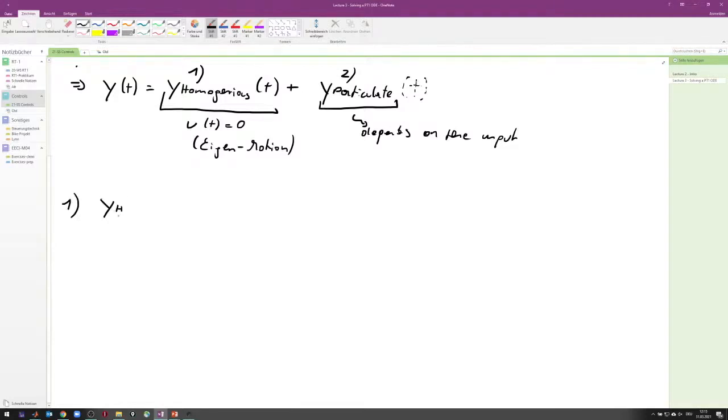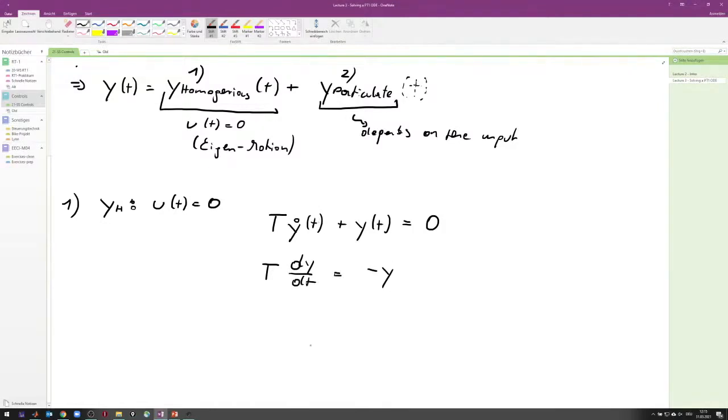I'm going to use the abbreviation, just writing y_h and not always homogeneous. Okay, so we set u of t equal 0. That's easy. Let's write the equation down: y dot of t plus y of t is equal to 0. Okay, so then we know that this is nothing but dy over dt is equal to minus y. I'm omitting the function of t now because it's getting a mess otherwise.